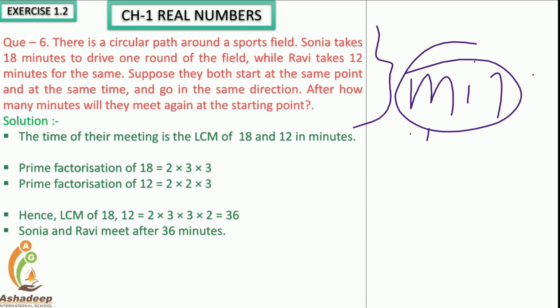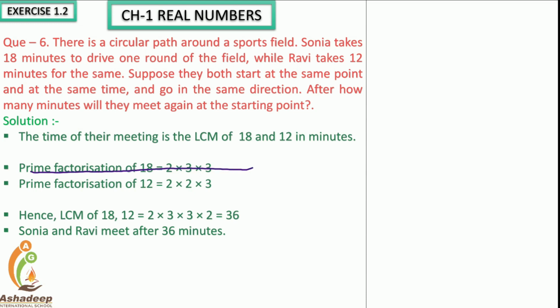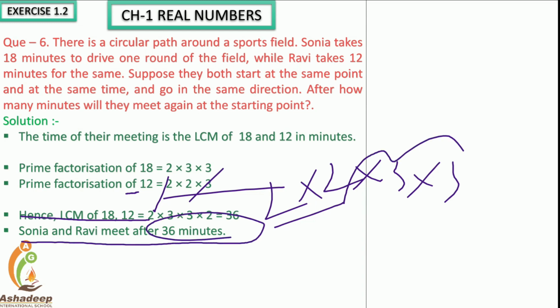So if it is minimum, then we need to find the LCM, right? So, the time they meet is the LCM of 18 and 12 minutes. Prime factorization of 18 is 2 into 3 into 3, and prime factorization of 12 is 2 into 2 into 3. Now what is the LCM of 18 and 12? This is nothing but 2 into 3 into 3. One 2 is there, but the second is not there, so multiply by 2. Here 3 is there, so no need to write. 2 2s are 4, 4 3s are 12, 12 3s are 36. So Sonika and Ravi meet after 36 minutes.